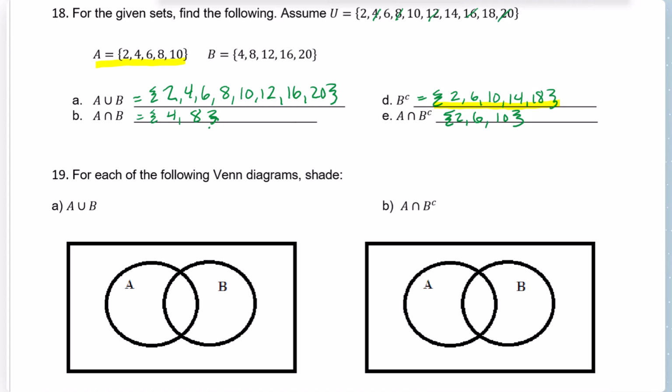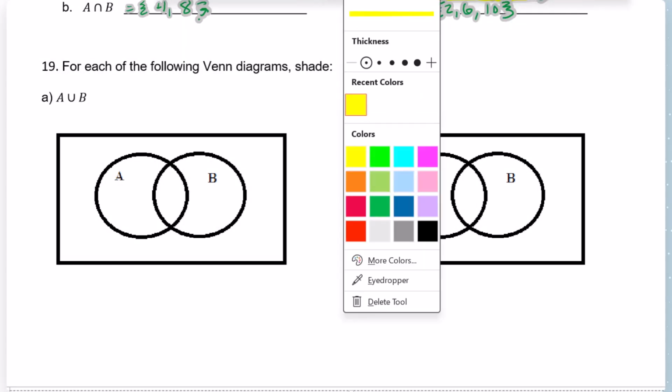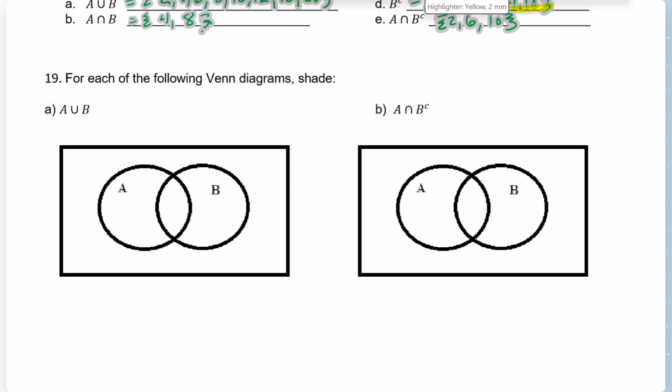Next, let's go look at shading a couple of Venn diagrams. For the following, shade A union B. So the union would be what's in both sets. So we're going to shade A and B. So the union is what's in both, A or B.